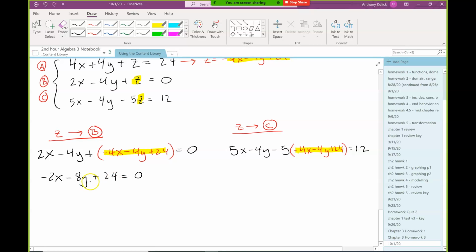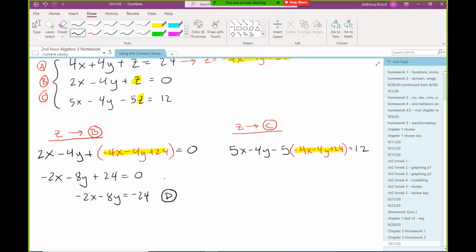And I'm just going to go ahead and move that 24 over to the other side. So subtracting 24 from both sides gives me that. And I'm going to refer to that as equation D. Everybody okay with what I did there?